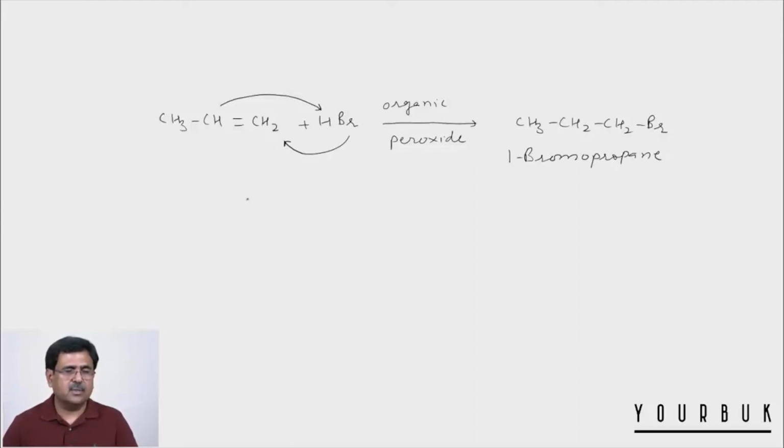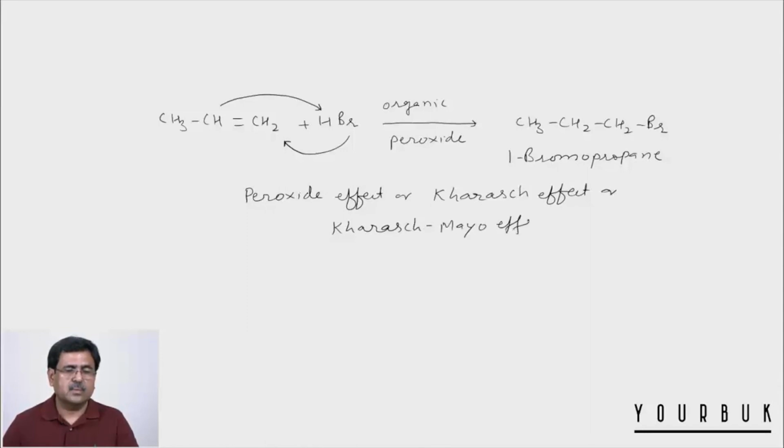And this anti-Markovnikov addition of HBr in the presence of peroxide is known as peroxide effect, or we use the term Kharasch effect, or we can use Kharasch-Mayo effect. But remember, this anti-Markovnikov addition takes place only when the HBr and peroxide both are present together.